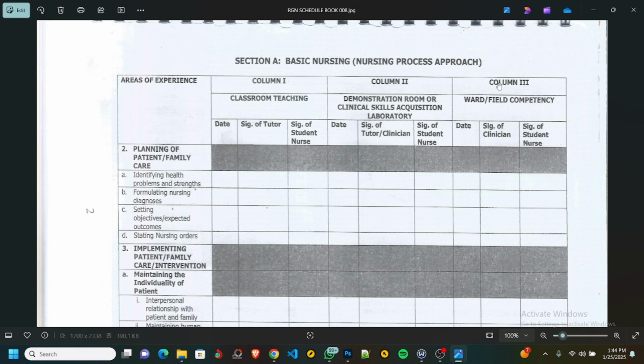Now let's go to that of the third column. And the third column involves the ward or the field competency. When we say competency, it means that what you are able to do. And when you do it, you should have every conviction or every ability to do it, even without supervision or without any help. That is what we mean by competency. So in this section, students, I want you to consider the fact that so far as you are a student and you go to the ward, this one is practically for the ward. Column 3 is for the ward when you go for clinical attachment.